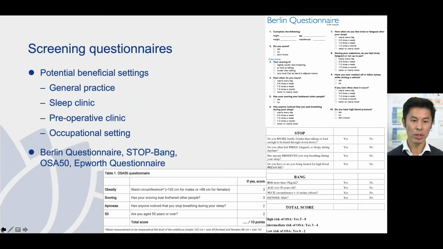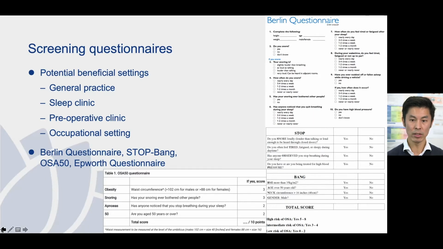Currently, we can use screening questionnaires as a way to help identify patients who are at risk of developing sleep apnea or currently have the symptoms of sleep apnea.